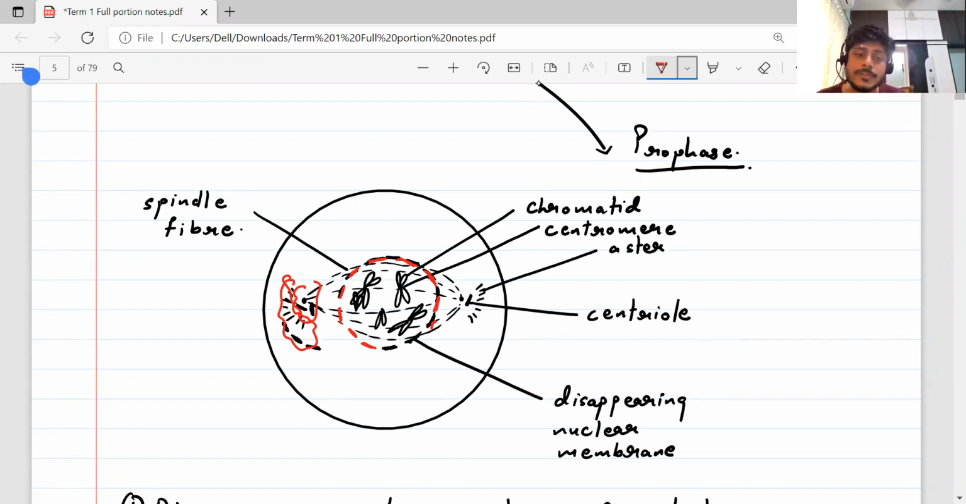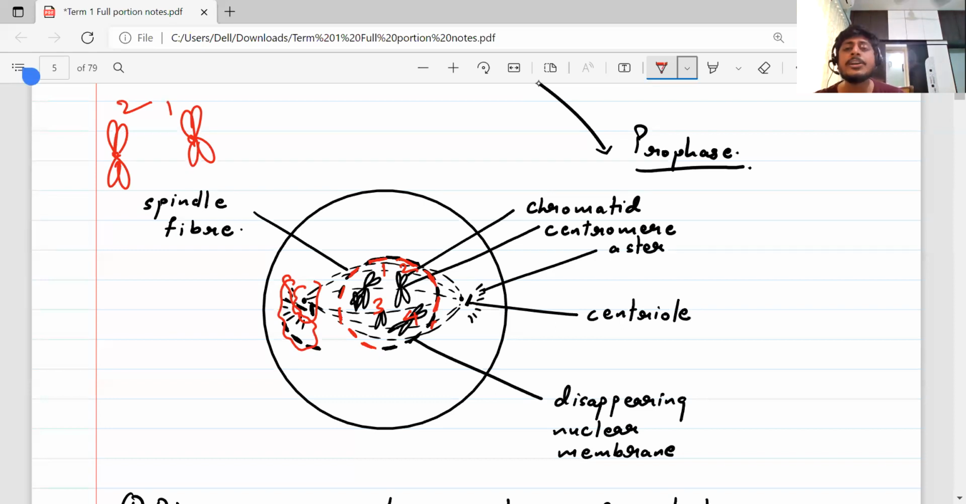Then count the chromosomes. So this is 1, this is 2, this is 3, this is 4. Does that mean that there will always be 4 chromosomes? No. There could be 6 also. You just have to count the number of centromeres. If you have a doubt, then count the number of centromeres in prophase. Should not be a problem. This is 1 chromosome, this is another chromosome.